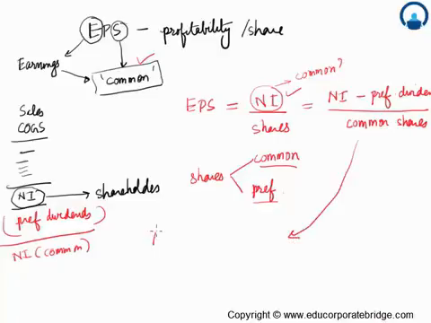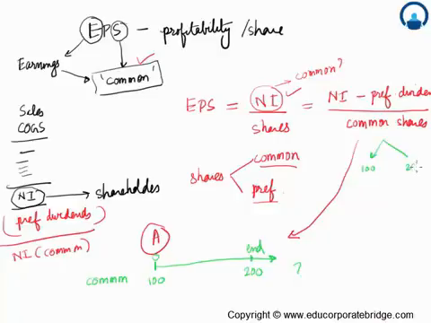Now let me ask you about a situation when we are looking at these common shares. Let us assume that there's a company A that had a profile of shares of this sort. They had common shares: at the start of the year they were 100, and at the end of the year they were 200. So which one do we take in the denominator? Should we take 100 or should we take 200? Which one should we ideally take?